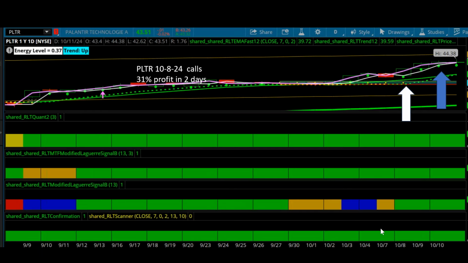Palantir, another nice long here. See, current time frame momentum, yellow, selling, green, buying, multi-time frames already green. We even had a green trend. We take it here. We're in this thing for 2 days. We get a 31% profit in Palantir.